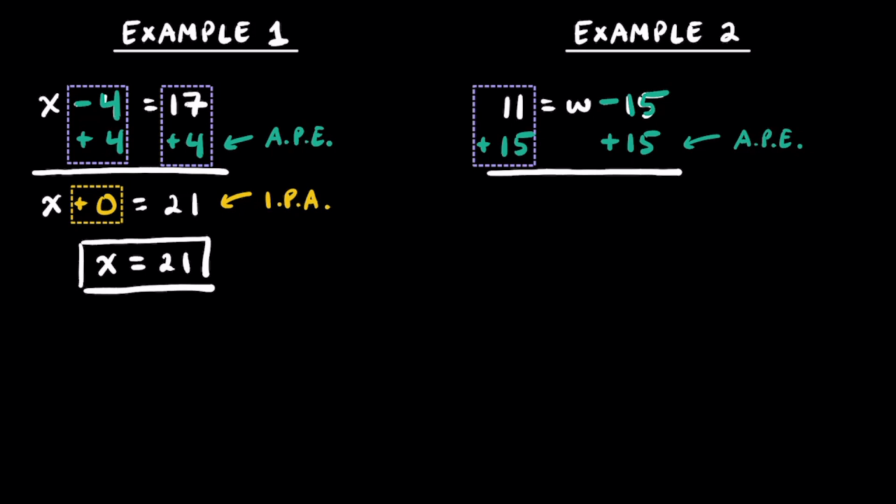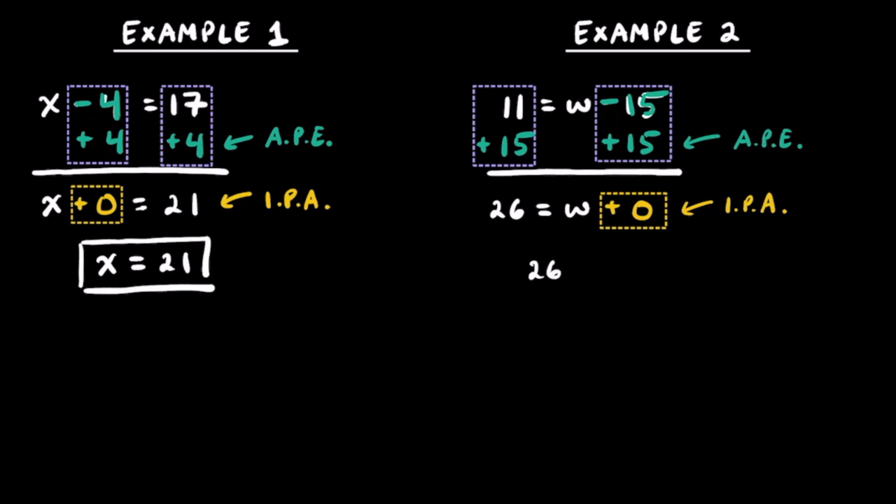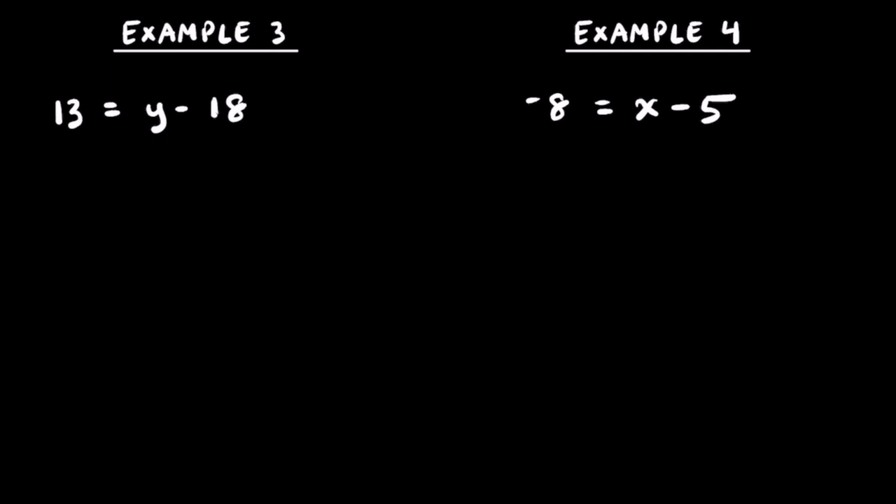On the left side of the equation, 11 plus 15 is equal to 26, so we can go ahead and write that. And on the right side of the equation, the minus 15 and plus 15 combine to make 0, so we can write w plus 0. We can drop the plus 0 from the identity property of addition and simplify this and say that 26 is equal to w, or turn it around and say that w is equal to 26. There's our solution. For example 3, we have the equation 13 is equal to y minus 18.